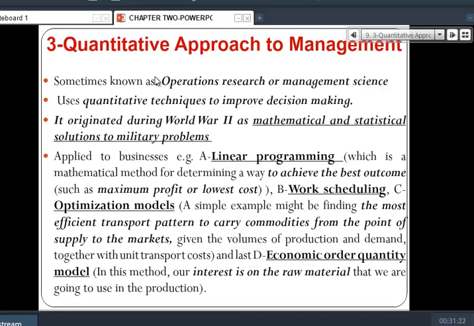So the third one is the quantitative approach to management. Sometimes it's known as operations research or management science. They use quantitative techniques to improve decision making. So they are using here the quantitative technique to improve the decision making.